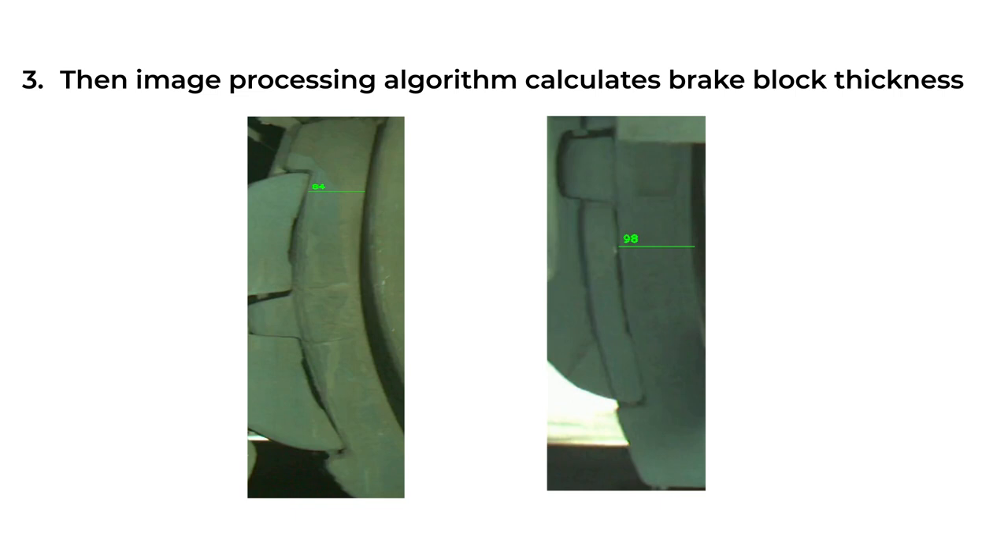In case brake block thickness is below the threshold, an alarm is raised and data is populated on the dashboard with a link to individual brake blocks for viewing.